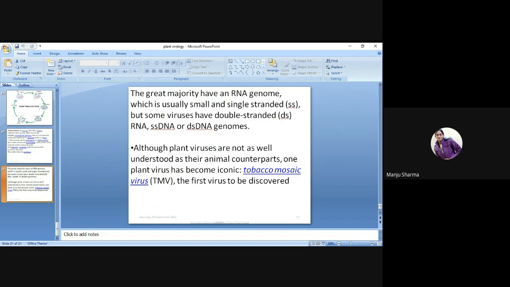Although plant viruses are not as well understood as their animal counterparts, one plant virus has become iconic, that is tobacco mosaic virus, TMV, the first virus to be discovered.